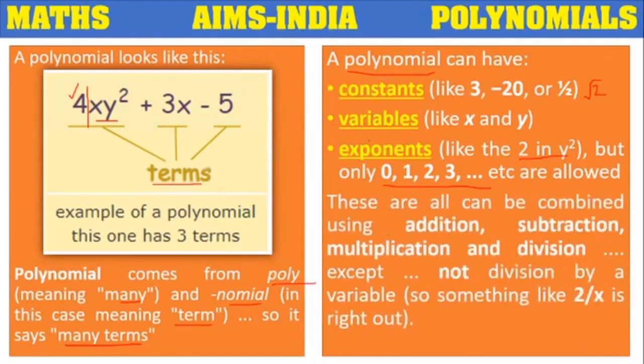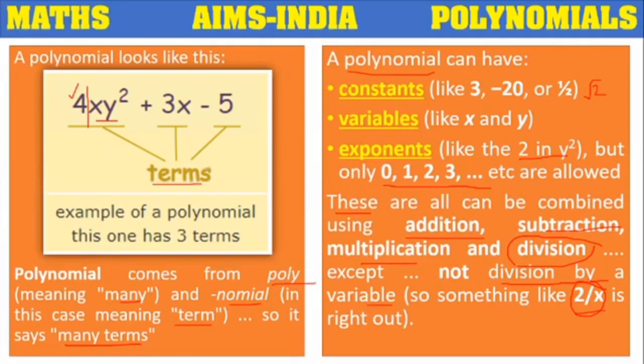So these constants, variables, and exponents can all be combined using operations like addition, subtraction, multiplication, and sometimes division. Actually, in most of the definitions, they won't include the word division. Why? A polynomial can have a division, but the condition is that the division should not be by a variable. Like 2 by x. Here the division is done by the variable x. So these kinds of divisions are not allowed in polynomials. That's why in most of the common definitions, we won't find the operation division.